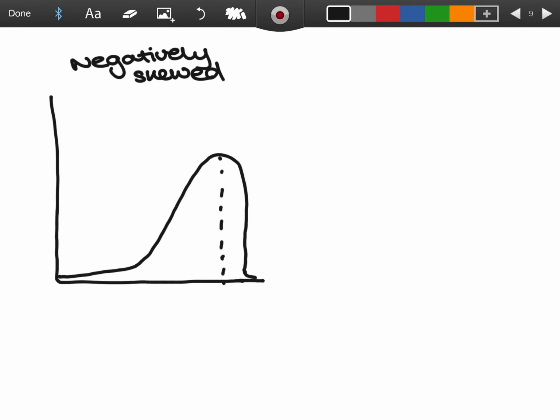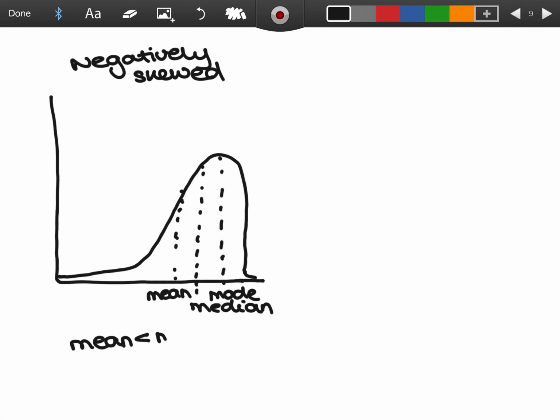So the mode, again, is always at that peak, okay, because that's the most often occurring point. Remember, it's the one with the highest frequency. It's the one that occurs most often. So the mode is always at the top of that peak. So this would be your mode, which is the largest in this case, followed by the median in the middle again, followed by the mean. So when it's negatively skewed, then the mean is less than the median, which is less than the mode.